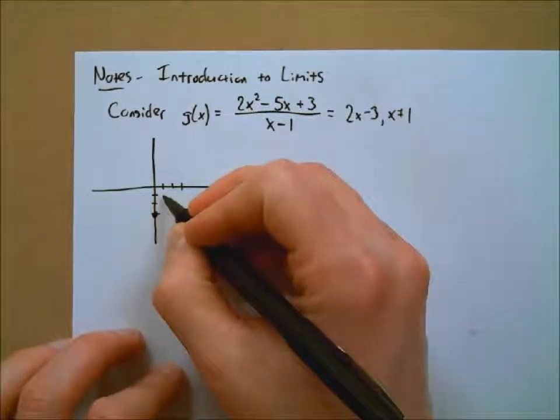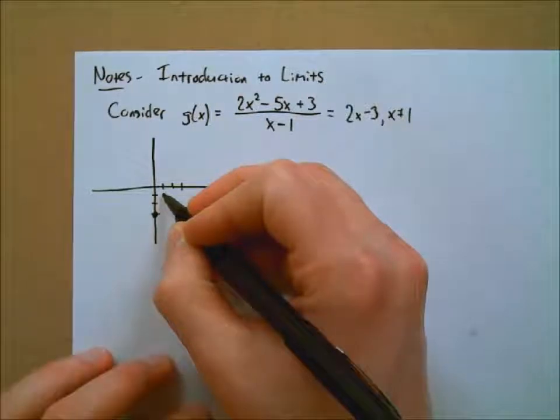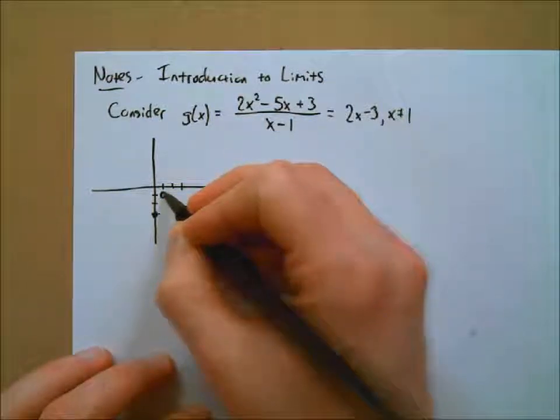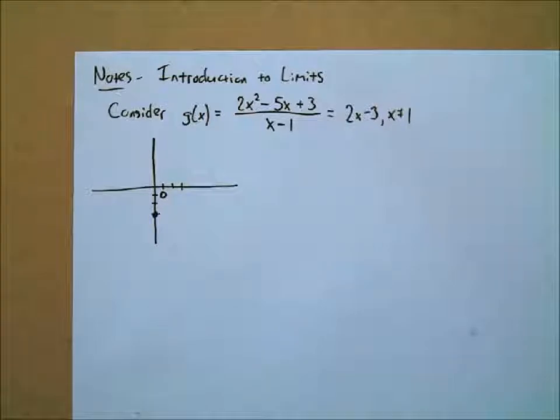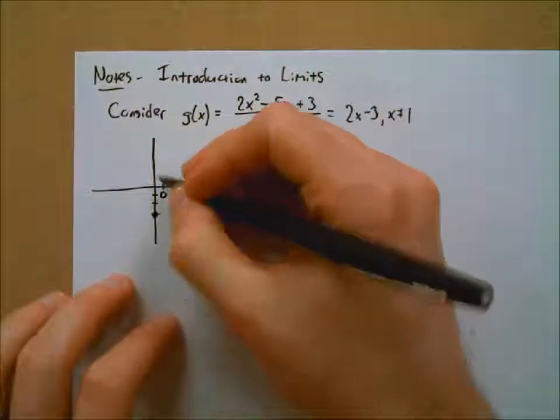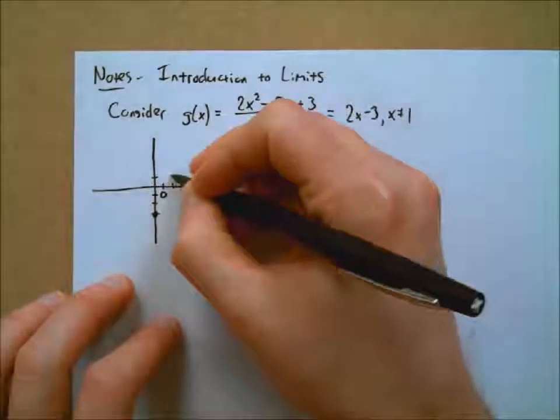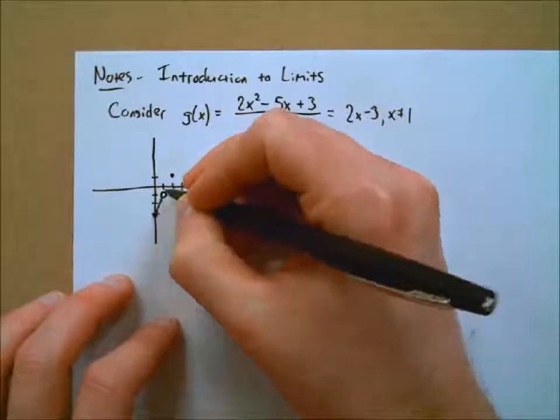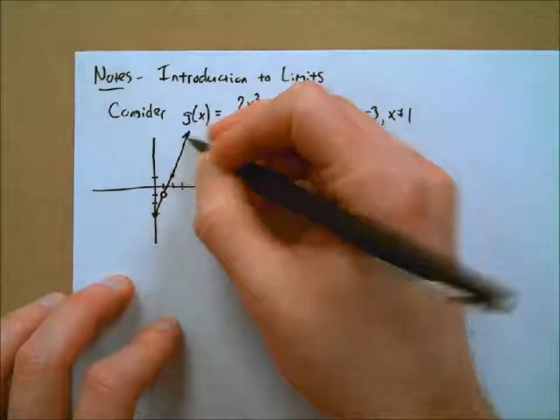But at this point I'm going to put an open circle, because x can't equal 1 right there. Then I'll go up 2, right 1, and there's another point, and I'll connect these dots and draw a line there, like so.